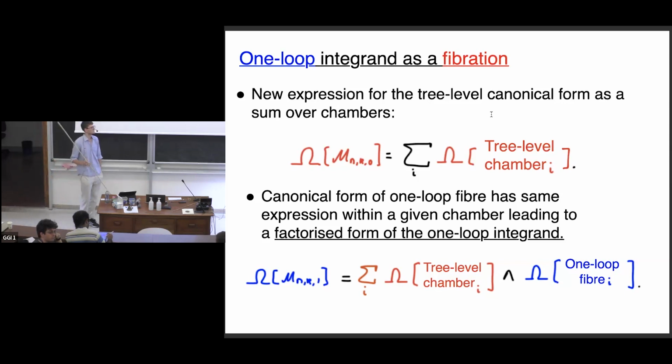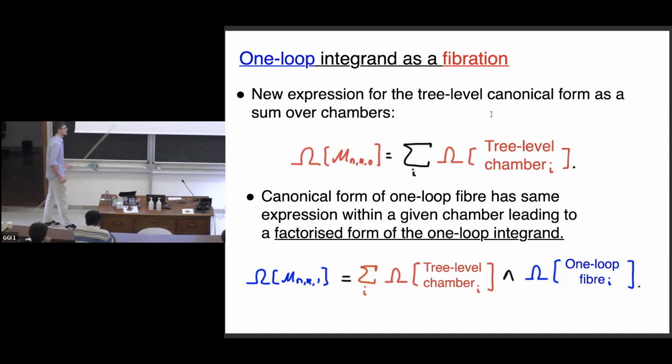Okay. So simply at tree level, it gives us a new way of writing the canonical form for the tree level amplituhedron as a sum over chambers, as a sum over the canonical forms for the tree level chambers.